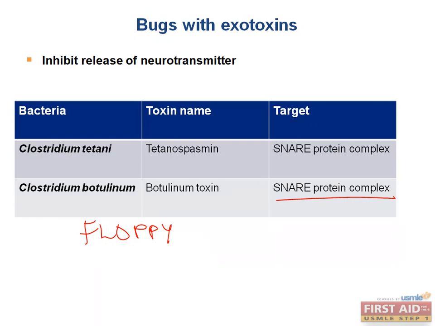Look for other anticholinergic signs, such as patients complaining of blurred or double vision, difficulty speaking or swallowing, ptosis or droopy eyelids, muscle weakness, or GI symptoms such as constipation. The paralytic effects generally progress in a descending fashion.